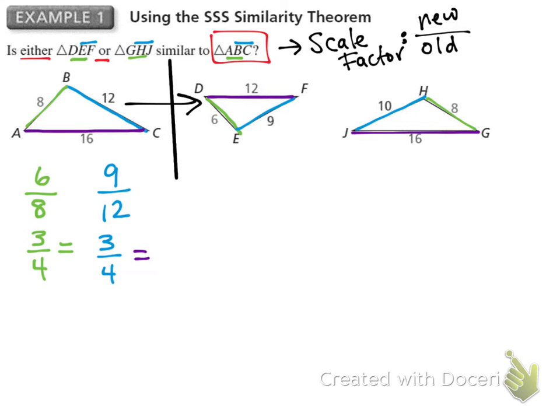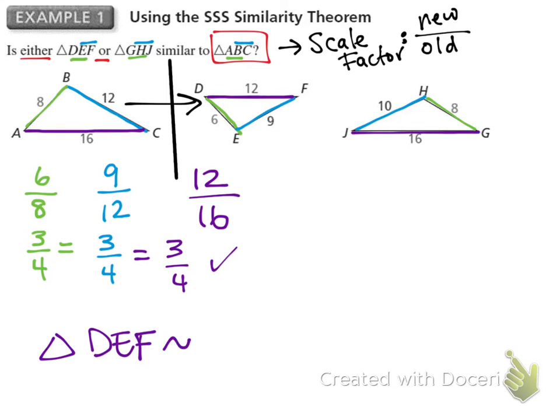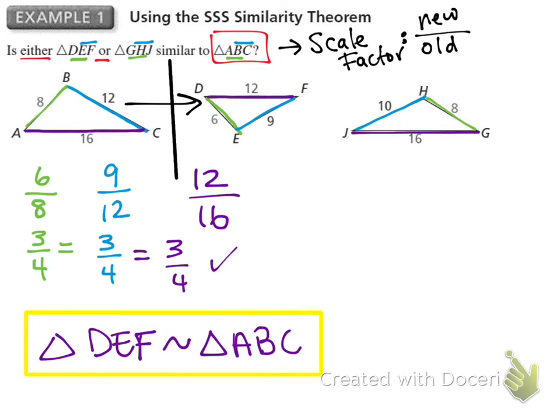All right, so then we'll do the last set. 16 became 12. What is the new length? 12, and the old length is 16. What does that reduce to? 3/4. So are those sides proportional to each other? Yes. So we're going to say triangle DEF is similar to triangle ABC. That's actually the answer. We don't have to do anything with the next triangle because it says is either or. So it was one or the other, and we just kind of eliminated one of them.